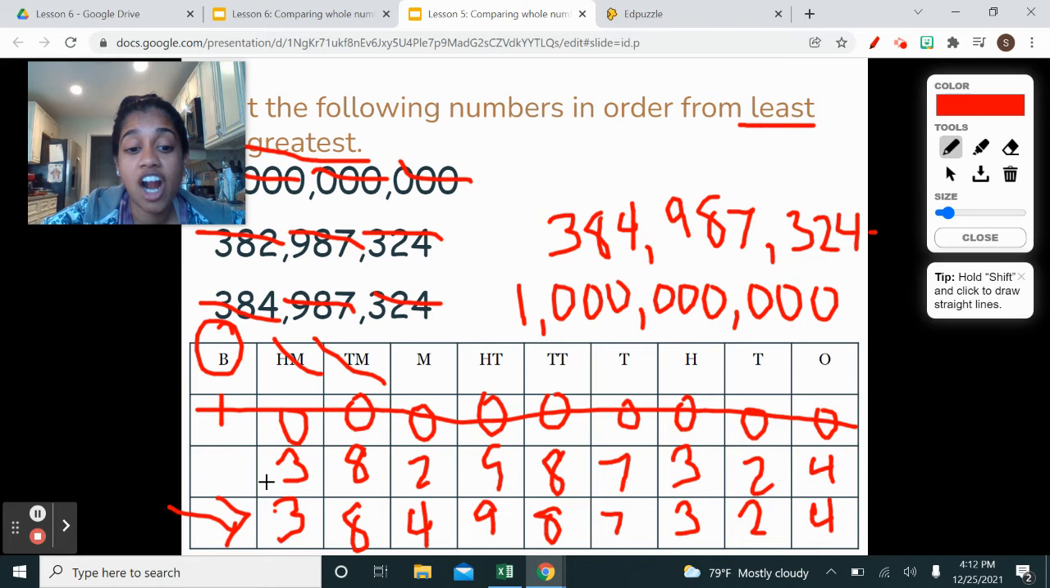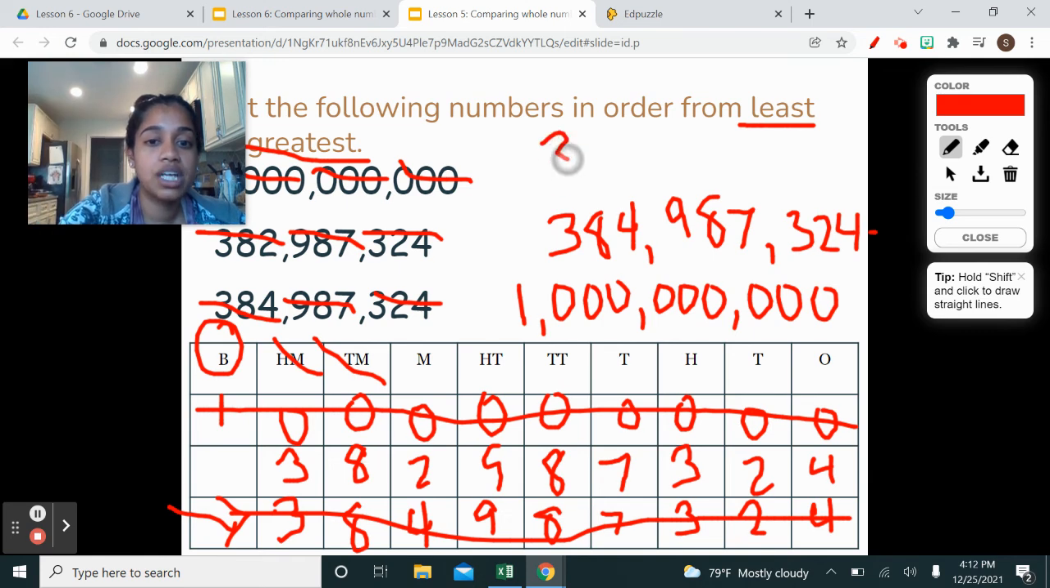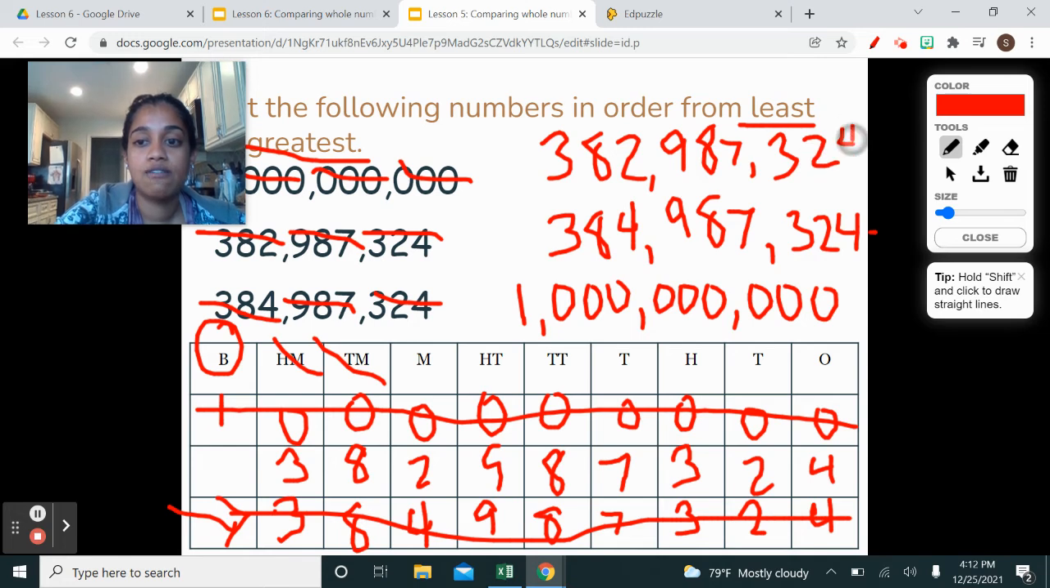Now that means that our last number must be our smallest number, because that's the one that's left over. So that is 382,987,324. Fantastic. I went ahead and have all of those down.